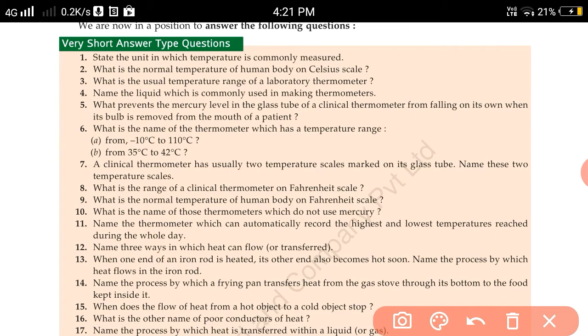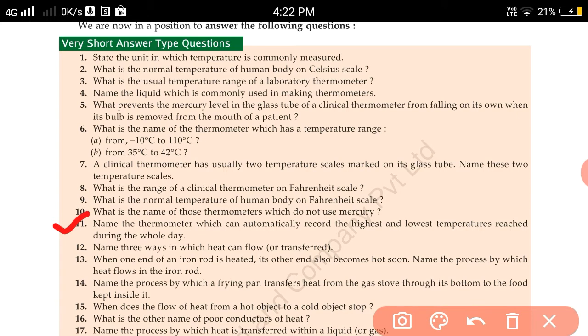And question number 11 is, name the thermometer which can automatically record the highest and the lowest temperature reached during the whole day. It is the maximum and minimum thermometer. Name three ways in which heat can flow or transfer. These are, first conduction, second convection, and third radiation.